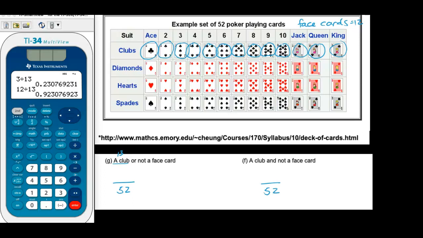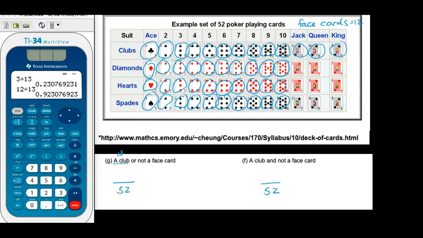And then we also want to count all of the cards that are not face cards, and we don't want to double count. Any card that is not a face card, so we don't want to count these over here, would be like the 10 of diamonds. All of these cards are not face cards because they don't have faces on them. So we go through and count all of these other options that represent either a club, so this whole row, or not a face card.